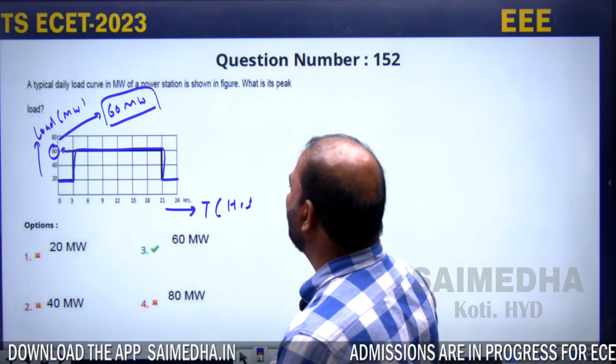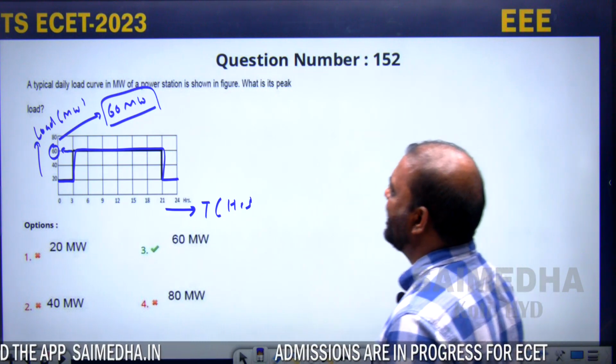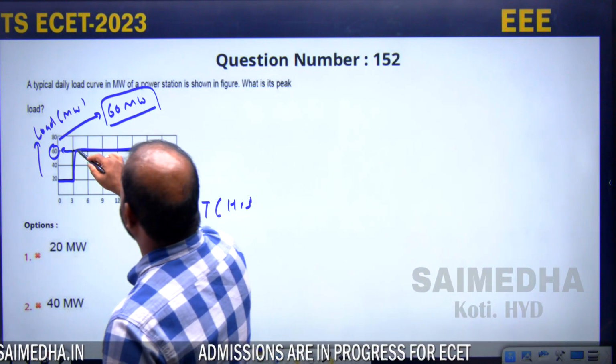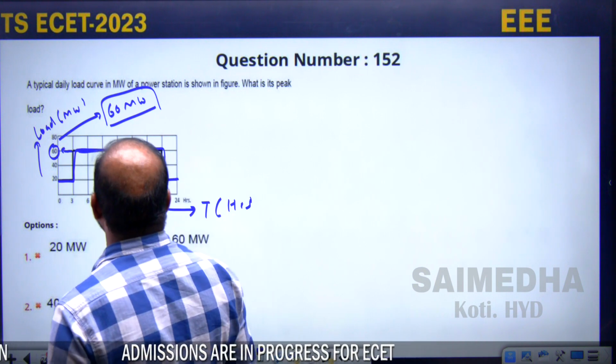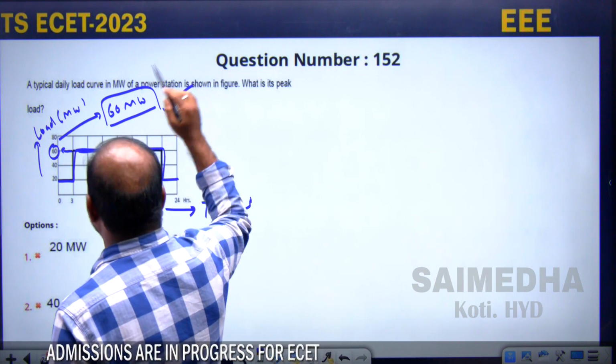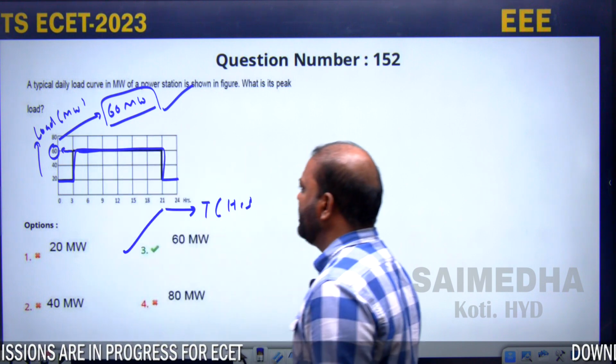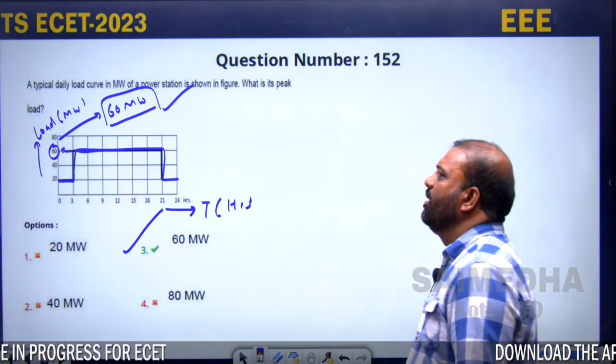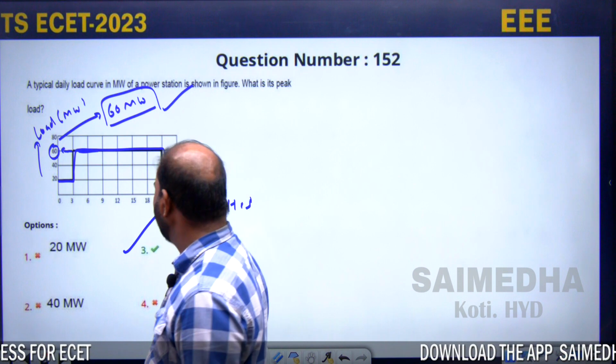So this is load versus time, which is known as the load curve. The highest value of the load supplied in this curve is 60 megawatts. It is given in option C. By seeing the curve itself, we can confirm the peak value of the load: 60 megawatts.